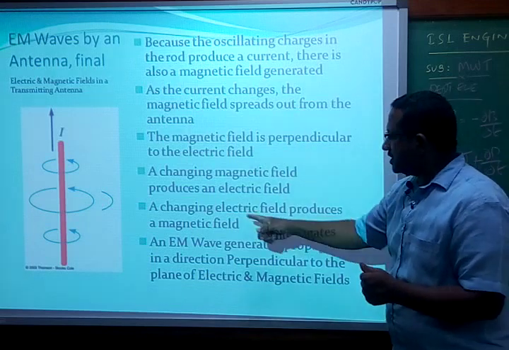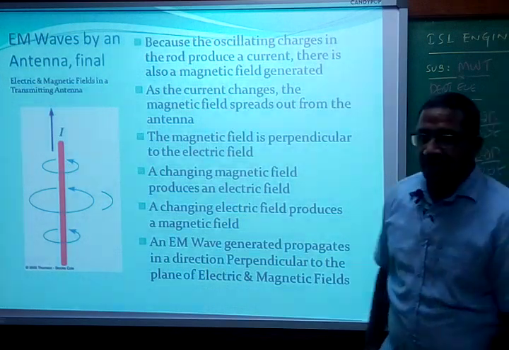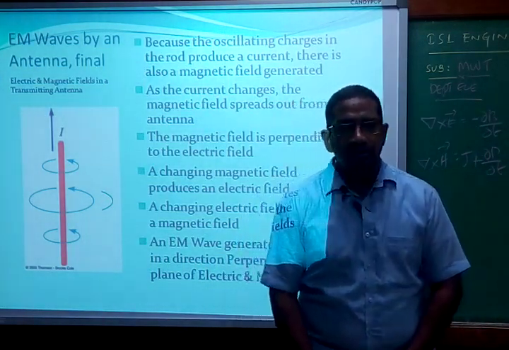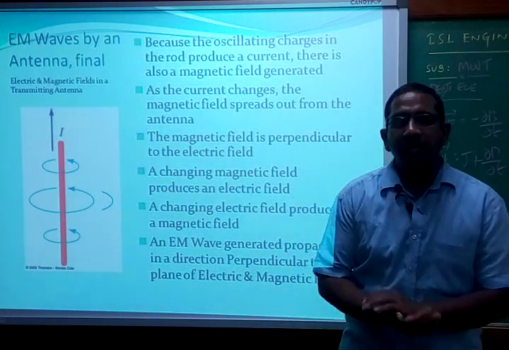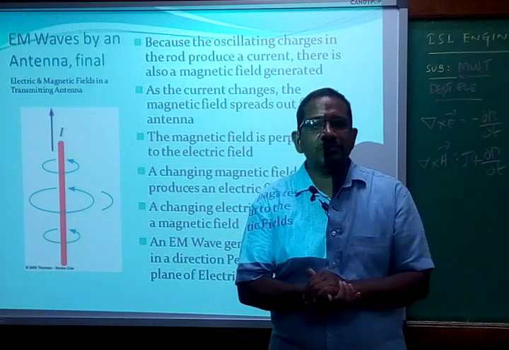Now these two statements have been made based on Maxwell's equations. This is the differential form of Maxwell's equations. These equations tell about what? Del cross E is equal to minus dou B by dou T. Del cross H is equal to J plus dou D by dou T. These two are Maxwell's equations.